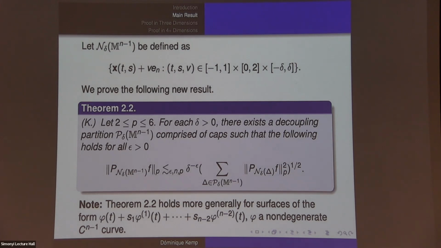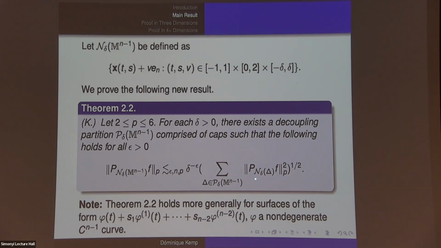Okay, so all this to lead up to the main result that is obtained. You have this delta neighborhood, which we just take, say, the nth standard basis vector, which is in particular the actual binormal vector of the moment curve when t is 0. And then we have this new result for all p between 2 and 6. This is an honest L2 decoupling that holds.